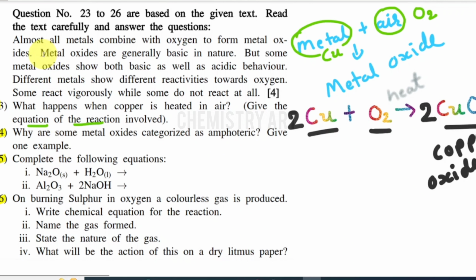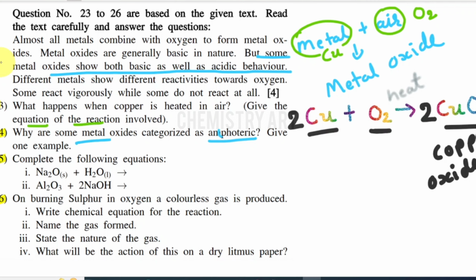Here you can see the small note or sentence given that metal oxides are generally basic in nature, but some metal oxides show both basic as well as acidic behavior. So what do you mean by amphoteric? Some metal oxides which show both basic as well as acidic behavior are known as amphoteric oxides. Why are some metal oxides categorized as amphoteric oxides? Because they react with acids as well as bases.